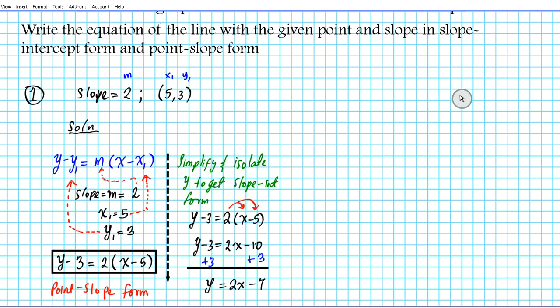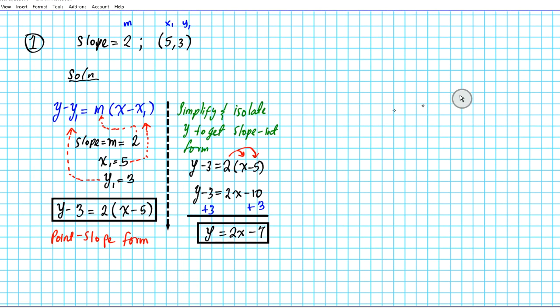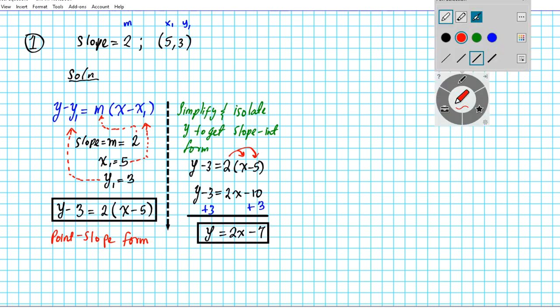Ladies and gentlemen, this is the slope-intercept form of the equation of the line. Okay, so we have two forms. They represent exactly the same line, but they look different. So this is the slope-intercept form of the equation of the line.